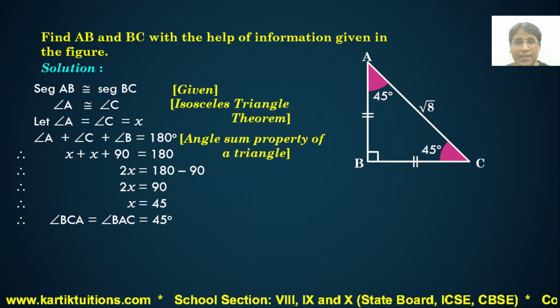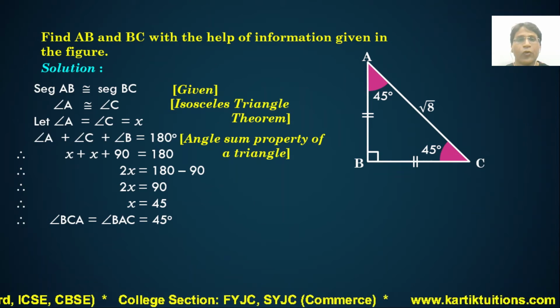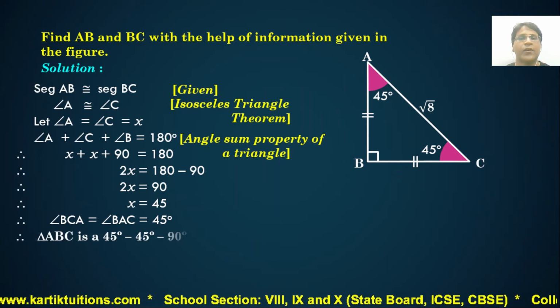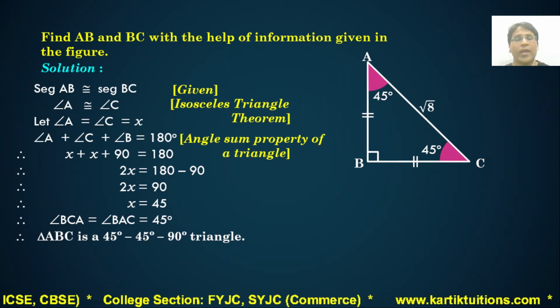Now see, one angle is 90, the other two angles we got as 45 degree. So therefore, triangle ABC is a 45-45-90 triangle. Now we can easily get the length of AB and BC.